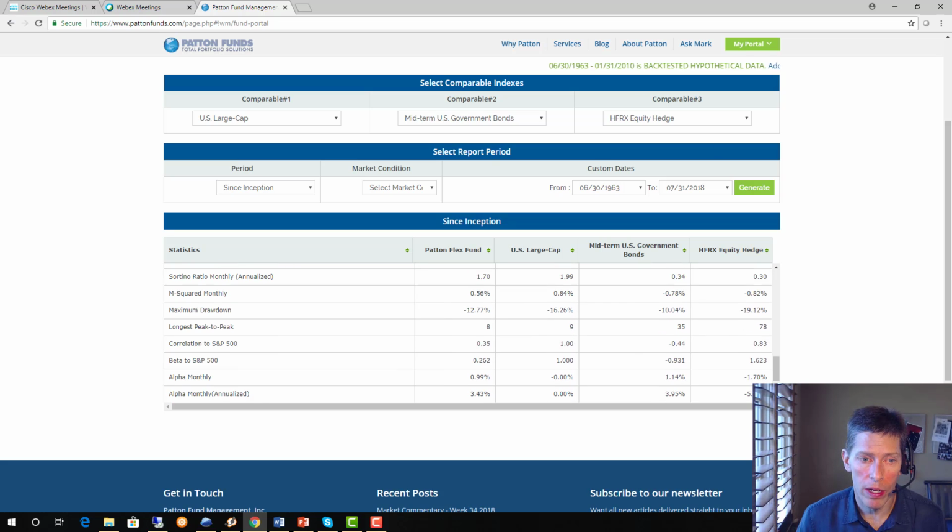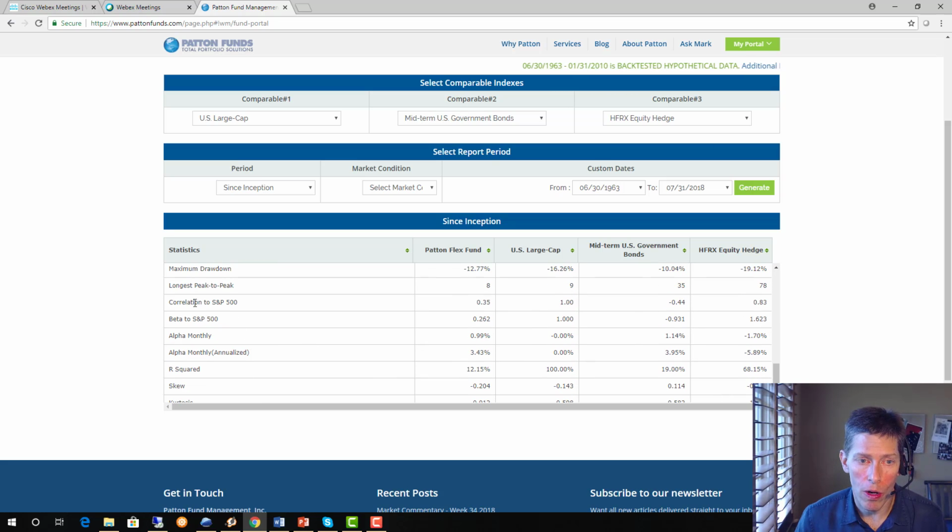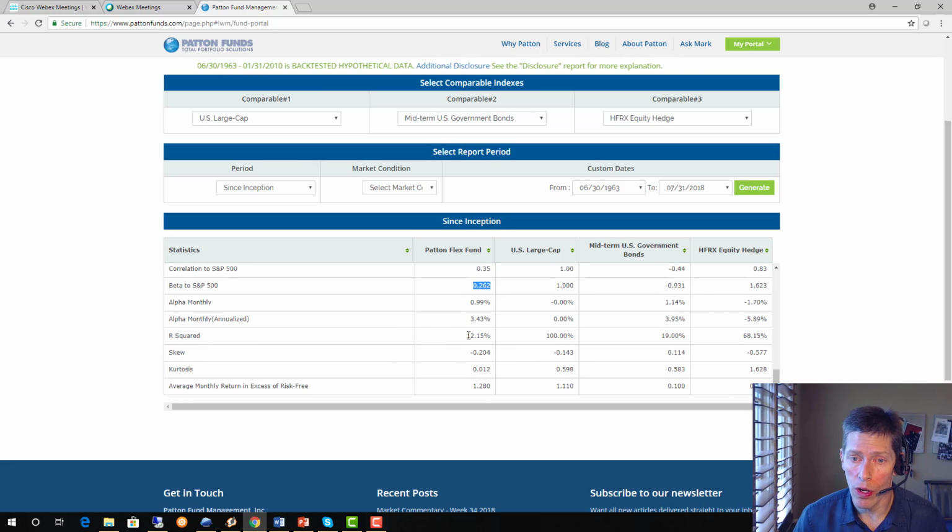So we can scroll down here just briefly, and you can see that our correlation to the S&P has been only 0.35. It tops out at 1. If two things are 1, they move exactly the same way. If they're 0, they're completely disconnected. Ours is a very low 0.35. Very few things out there are this low, especially things that produce a great long-term return. And some other statistics that show the same thing would be beta. Our beta is low, and the other one is R squared, and our R squared is low, without getting into the technicalities.